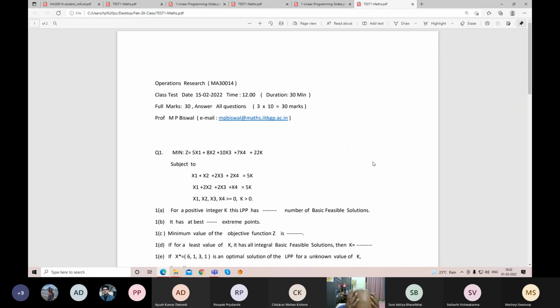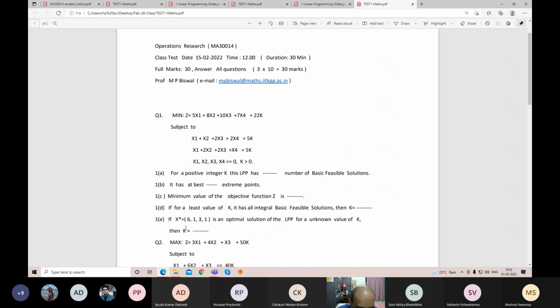Anything else you want to say? See, the question number 1E. So this is an optimal solution of the LPP for an unknown value of K. Then K equals how much?